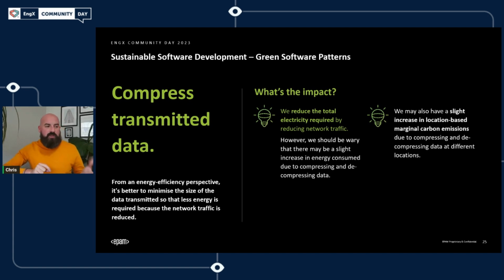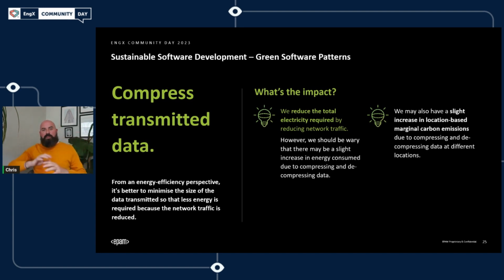Well, from an energy efficiency perspective, if we minimize the size of the data transmitted so that less energy is required, because we're then reducing the network traffic, then we can definitely say that we're reducing the total electricity required, and therefore we are reducing the carbon emitted.